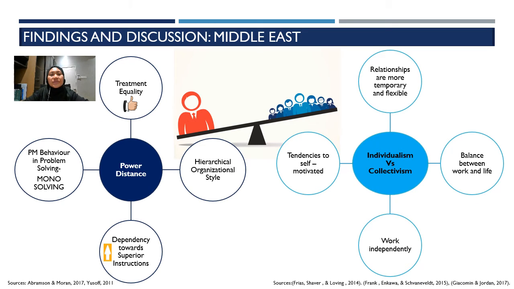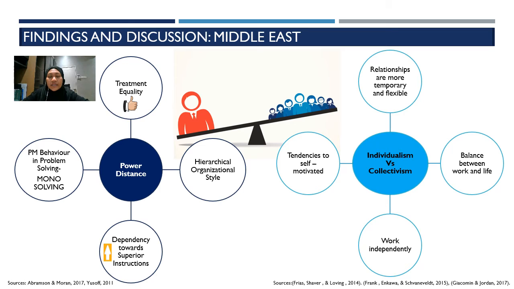So now we are going to discuss our data findings based on this research analysis. We found that there are four elements related to the Hofstede cultural dimension theory for power distance. First is treatment equality. We found that most of our interviewees said they have been treated equally. This is because most of the construction projects in Middle East are handled or managed by non-locals, such as from Germany, Australia, and Europe. These people have their own standard in construction project management.